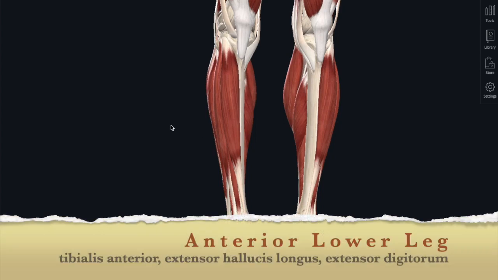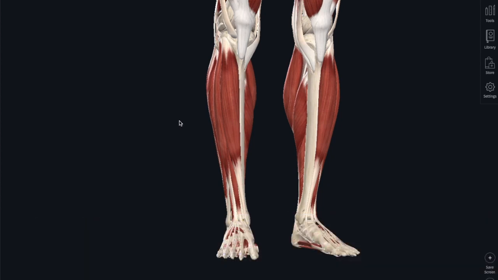We'll begin by looking at the anterior lower leg muscles. You'll notice that these muscles tend to be involved in either dorsiflexion of the ankle or extension of the digits.